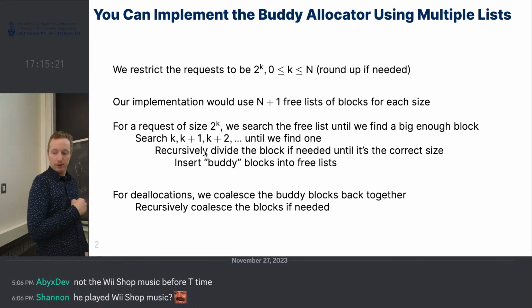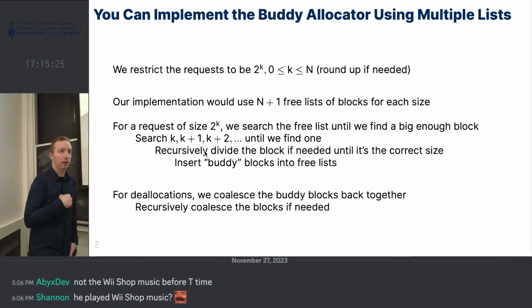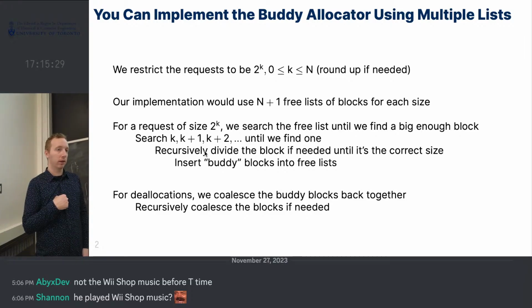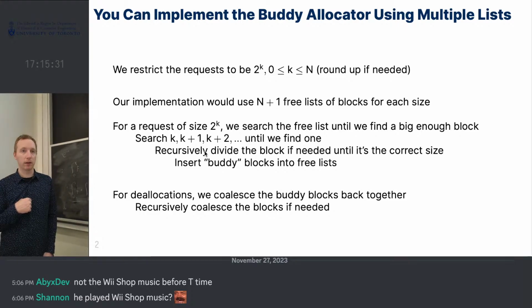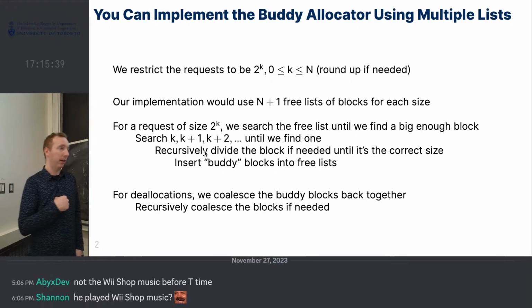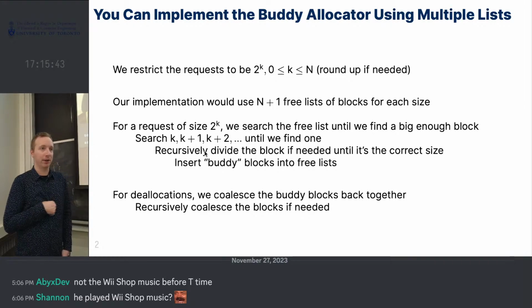Say, what if the memories are so carefully allocated that no memories of size 2 to the power of k plus 1, k plus 2, or anything larger would exist? So if nothing larger exists, it means you're out of memory. So I can't do the allocation. Oh yeah, true. Thank you.